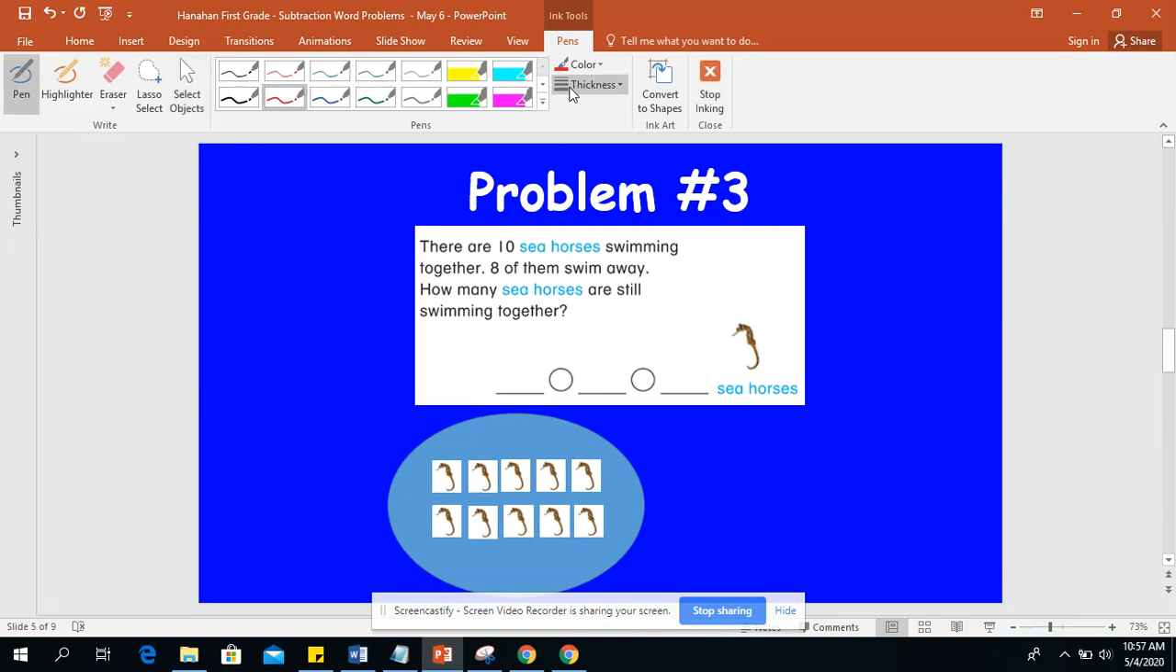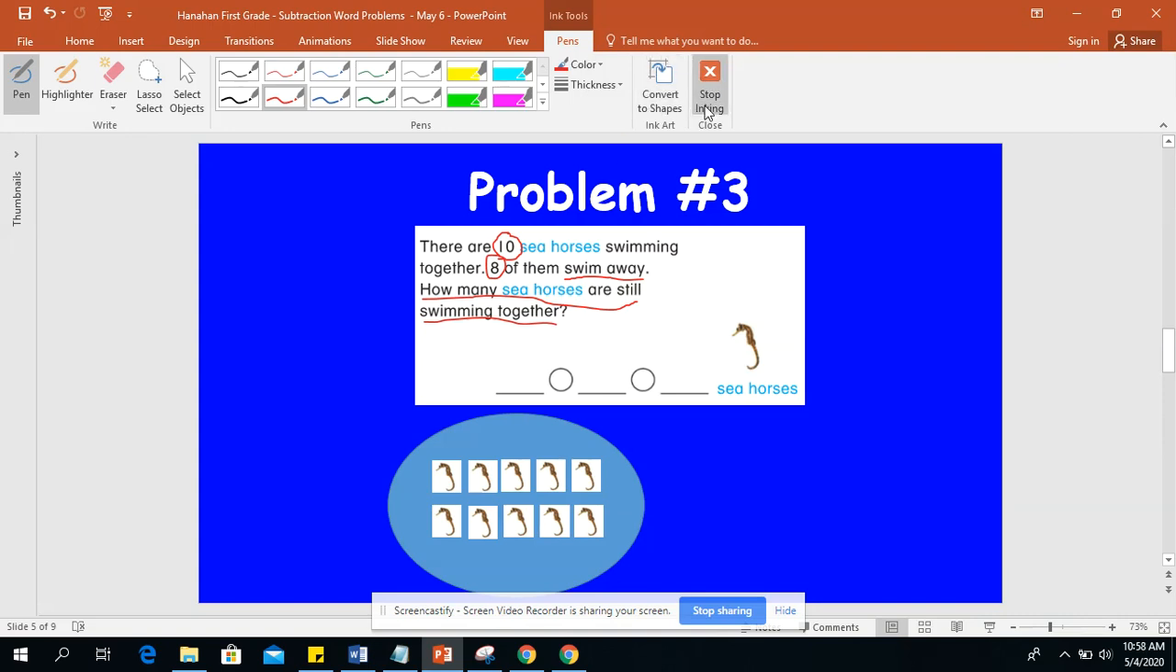Well, let's underline what we need to find out. We need to find out how many seahorses are still swimming together. And we know there were 10 seahorses swimming together in the beginning, and 8 of them swam away. I'm going to underline swim away, so we know 8 of the 10 went away.